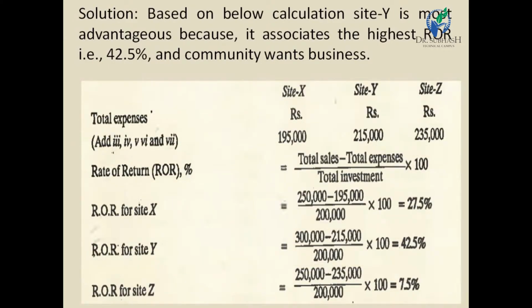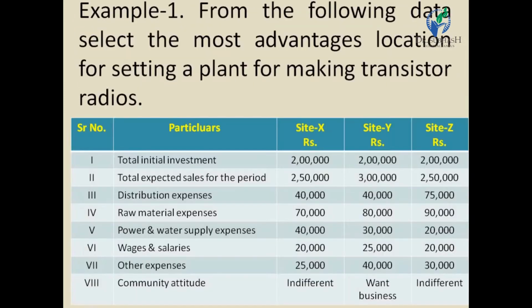First of all, we will calculate total expenses of site X, Y and Z. For calculating total expenses, we will add serial numbers 3rd, 4th, 5th, 6th and 7th. Total expenses means, for producing the finished product, what expenses they had spent. Distribution expenses means sending the finished product from your plant to some other place, which is different for all the sites. For X it is this much, for Y it is this much, for Z it is this much.